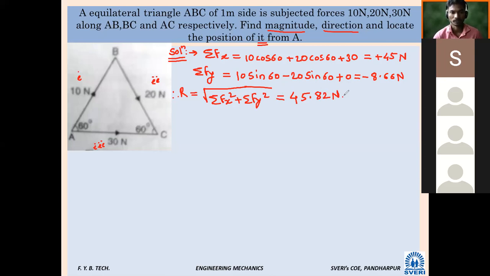What about direction? Here I will write the tan theta formula. Tan theta is equal to summation Fy upon summation Fx.